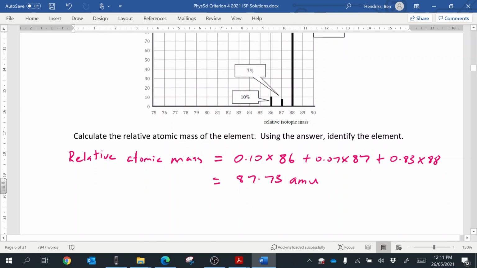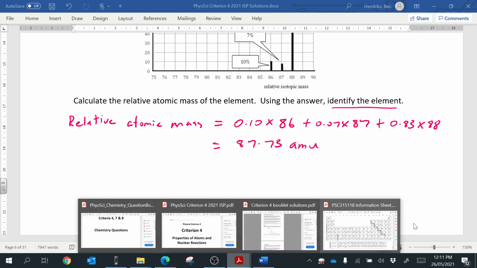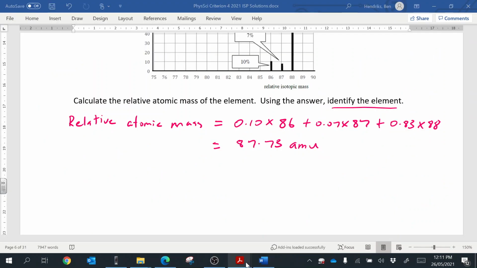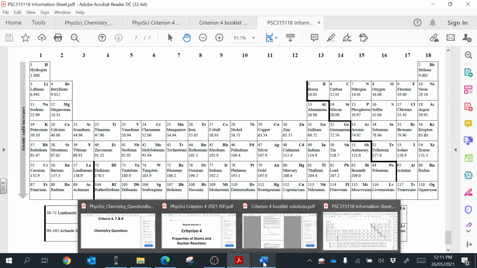So that's the relative atomic mass for this element, and then using the answer, identify the element. What you can do is find your formula sheet, if you've got an electronic copy, or you might have printed it out. We need to find 87.73, and it's the bigger of the two numbers. So let's go down here and have a look.